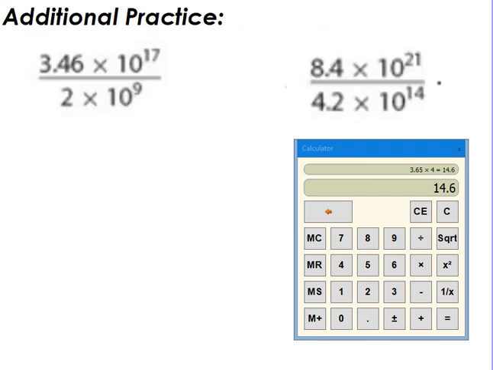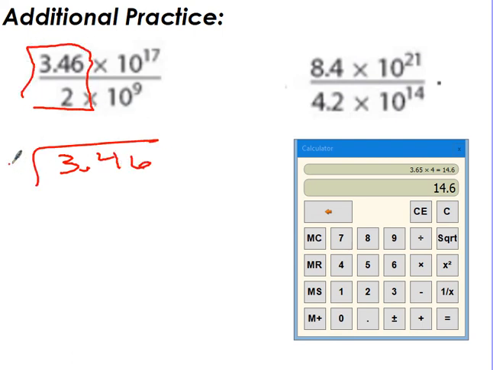Now, for division, division is the same as multiplication. Instead of multiplying, I'm just going to divide. So really what I need to do is I'm just going to do this division problem right here, 3.46 divided by 2. And then I'm going to subtract my exponents instead of add them. 17 minus 9 is 8. Because whenever we divide numbers with exponents, when they have the same base, we just subtract the exponents. So that's going to give me 10 to the 8th power.